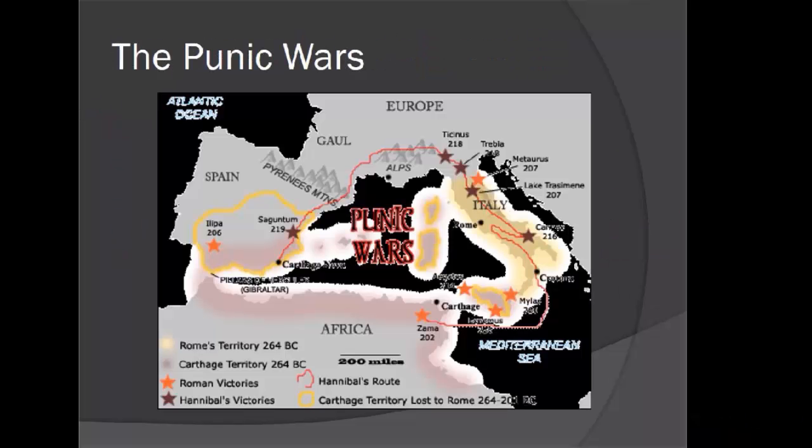Here's kind of a picture of the Punic Wars and some of the battles that occurred. We won't talk much into this. If you want to pause and take a look, feel free. But this talks about the different strategies that they used, the different routes they took in order to try and conquer each other.